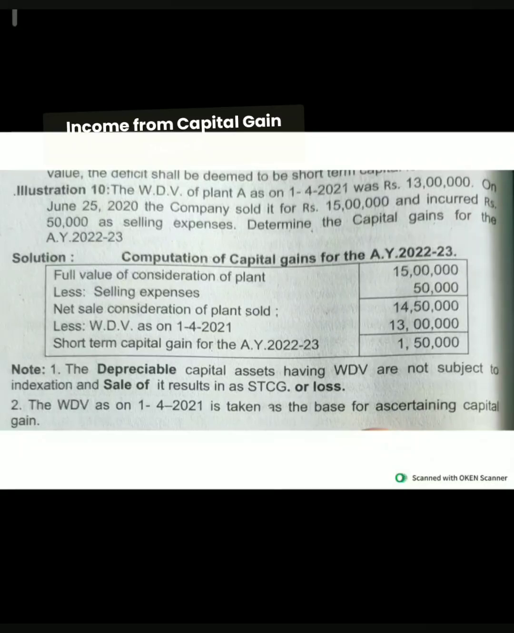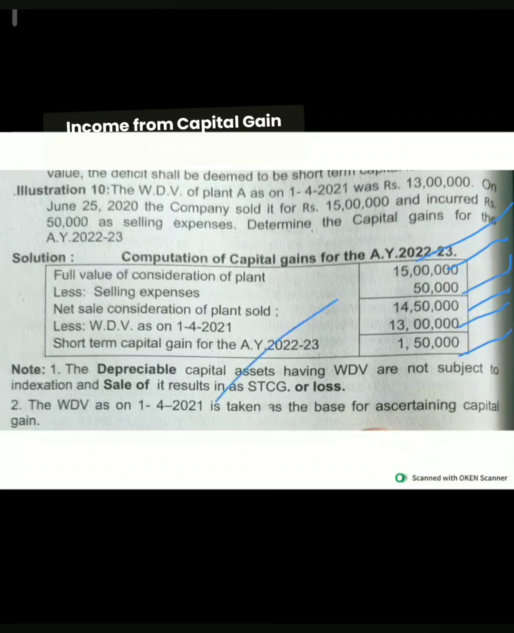So computation of capital gain for the assessment year 2022-23. Full value of consideration of the plant 15 lakh, less selling expenses 50,000. Net consideration 14 lakh 50,000, less WDV as on 1/4/2021 13 lakh. So short-term capital gain for the assessment year is 1 lakh 50,000.